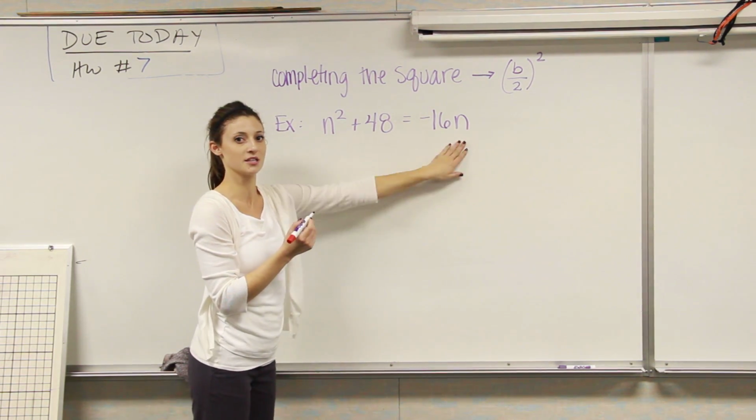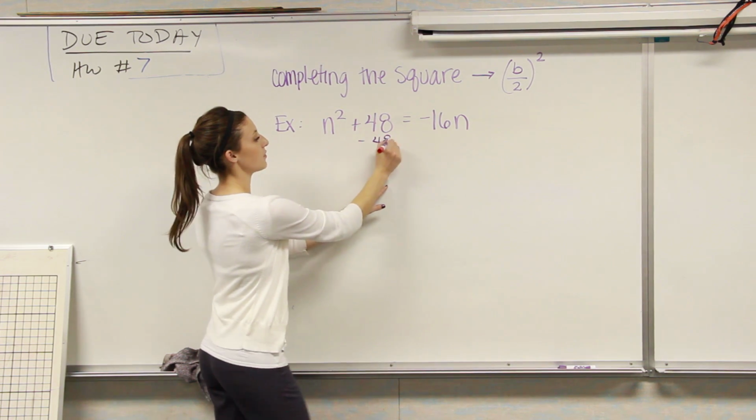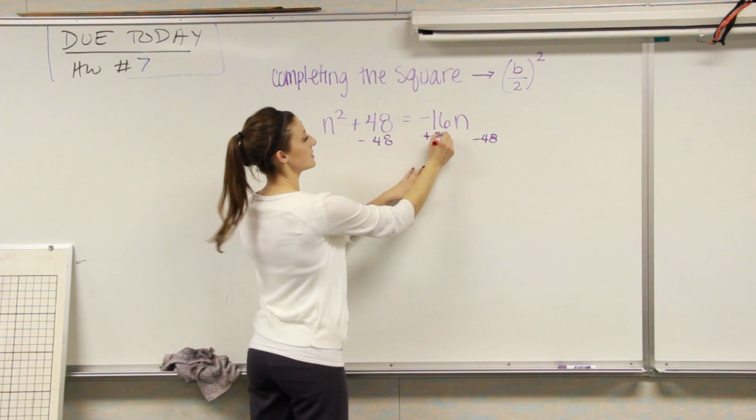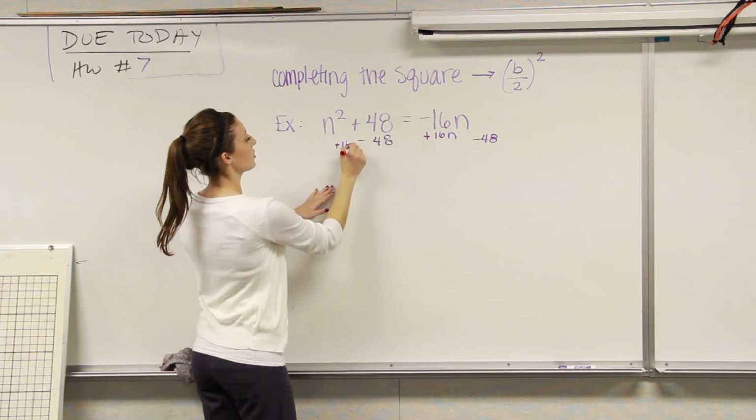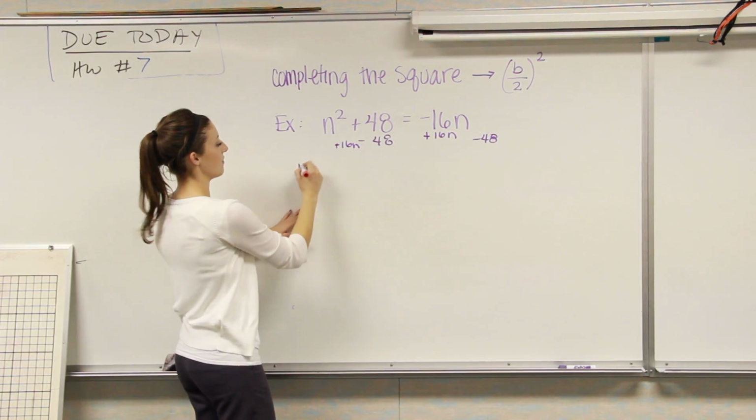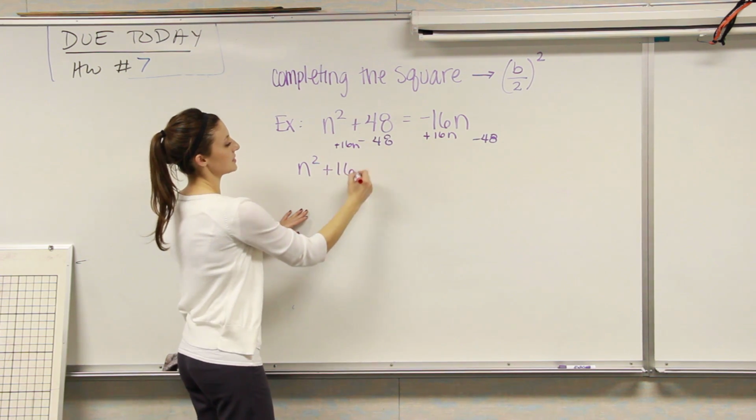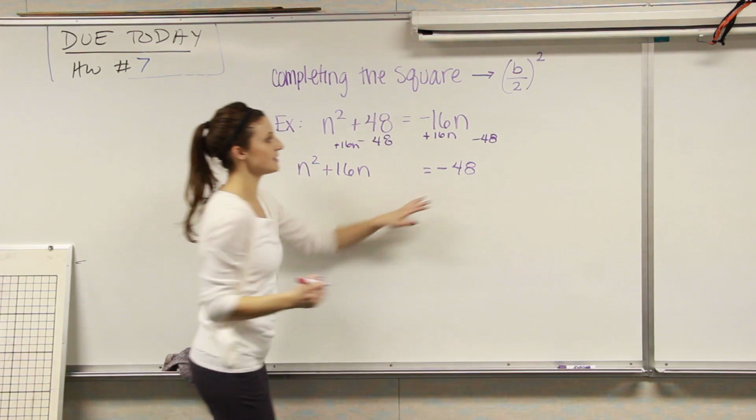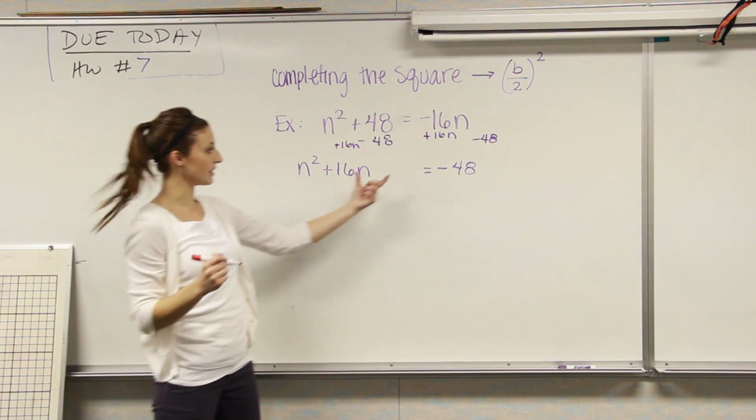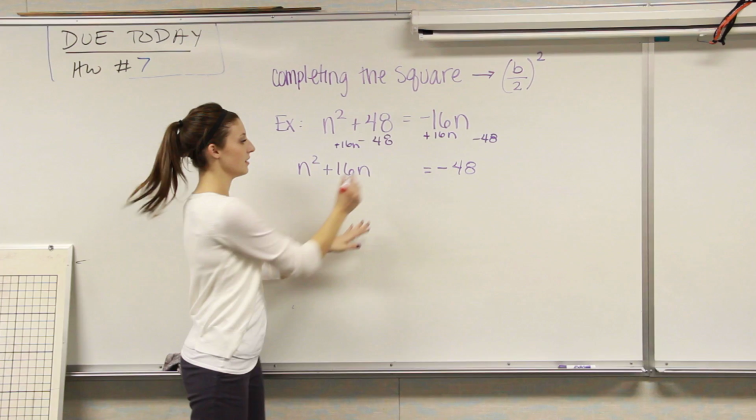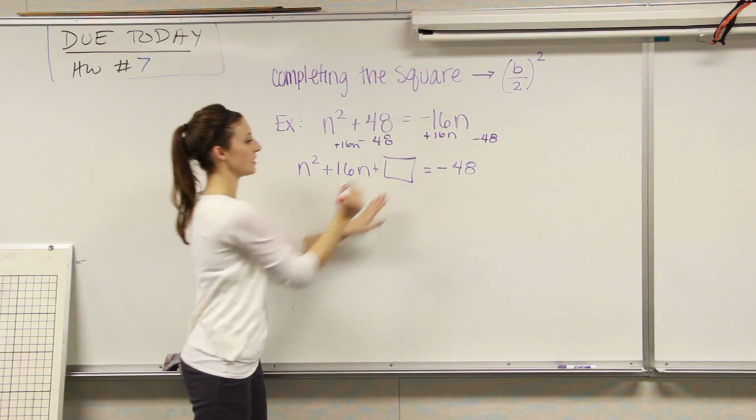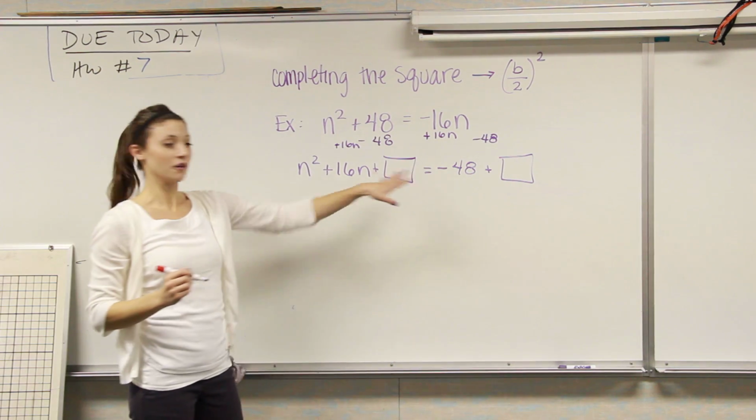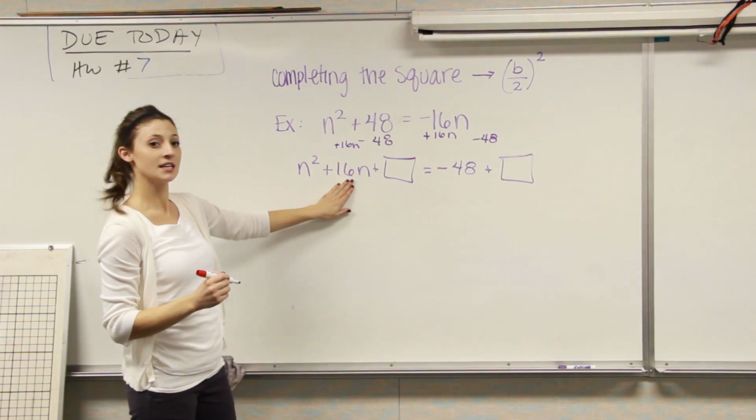So first thing I'm going to do is switch these around. I'm going to subtract the 48 over to here, but at the same time add the 16n to the correct side. So now we have n squared plus 16n equals negative 48. And this is how I taught my class to set it up. I leave a space to complete the square, and just so I don't forget, I'm going to literally draw a square. And now we have to use our formula to get half of this and then square it.